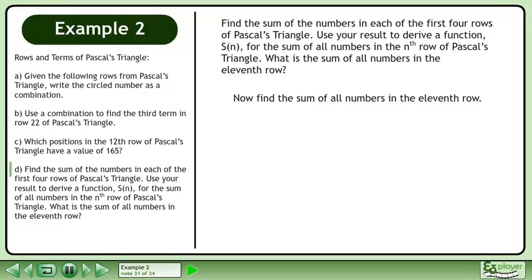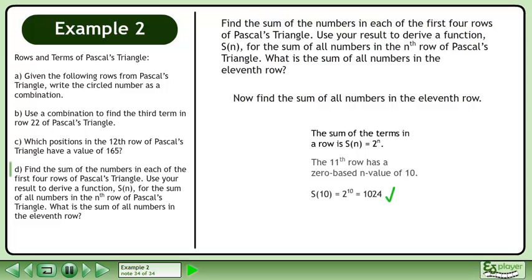Now find the sum of all numbers in the 11th row. The sum of the terms in a row is s of n equals 2 to the power of n. The 11th row has a zero-based n value of 10. s of 10 equals 2 to the power of 10, which is 1024.